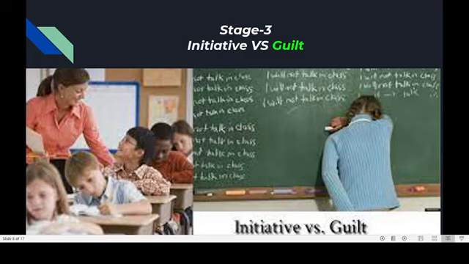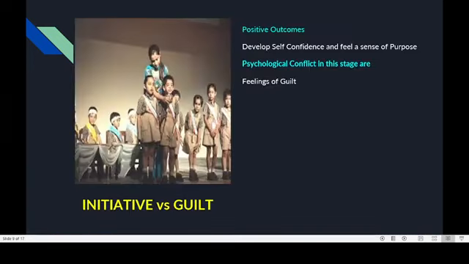This is stage 3, initiative versus guilt, which occurs during the preschool years, where the children are motivated to learn through social interactions. When they are motivated, they try to initiate activities, and when proper guidance is not given, or if they are punished for their activity, it leads to guilt. The positive outcomes are that children develop self-confidence and feel that they have some purpose in life. The psychological conflict or failure of this stage leads to feelings of guilt.